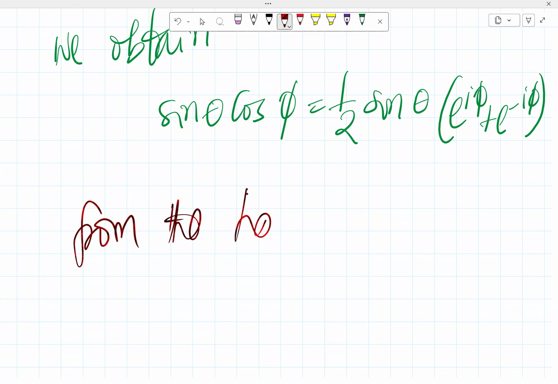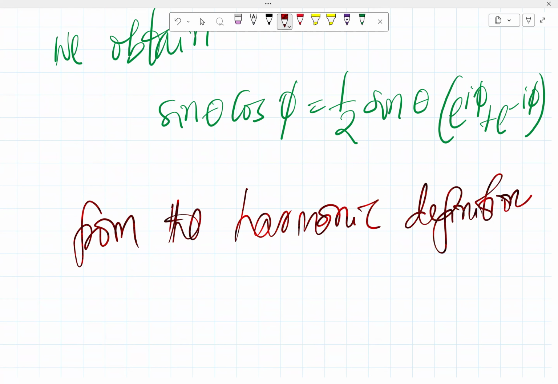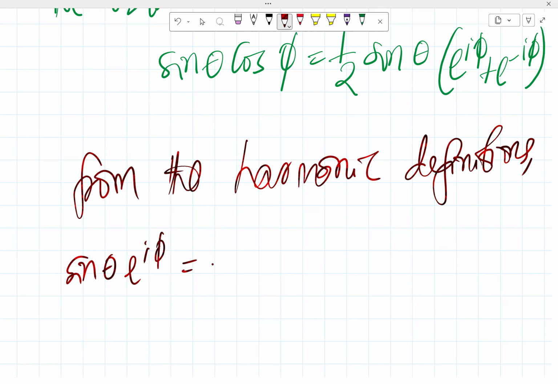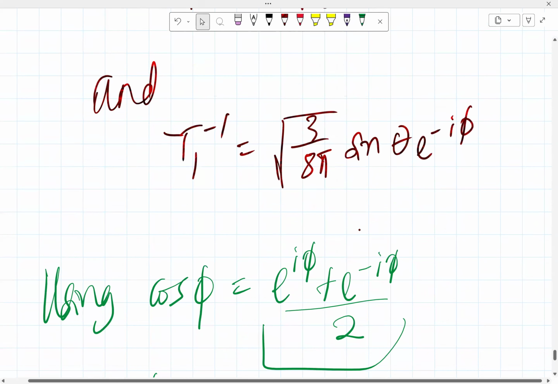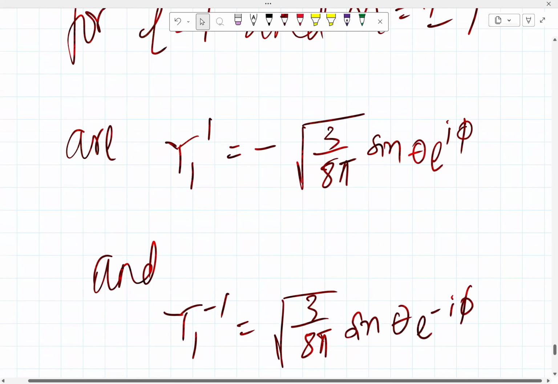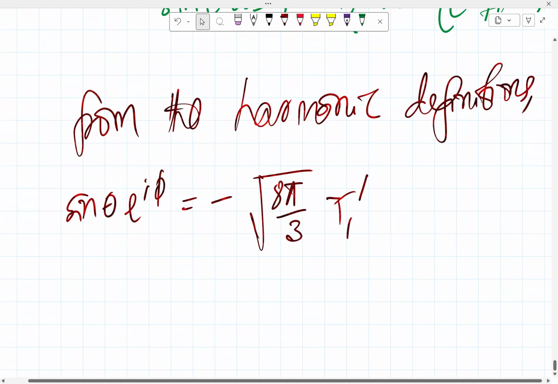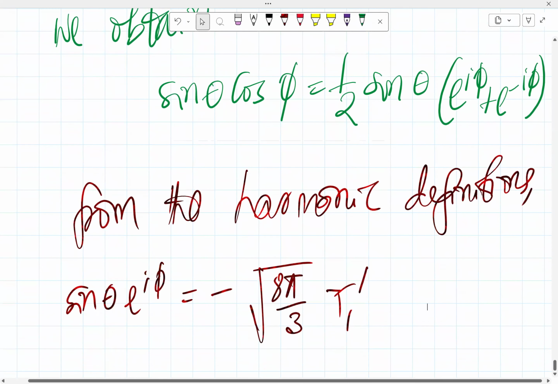From the harmonic definitions, we have that sine theta e raised power I phi is equal to minus square root of 8 pi all over 3 yi1. Well, that's happening because if we need just sine theta e raised by I phi, this goes over here and we have square root of 8 pi over 3. So we have it turning over. That's square root of 8 pi over 3 multiplying y11. That's why exactly we have this.